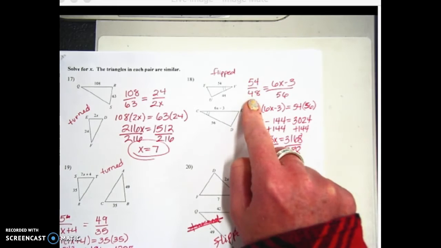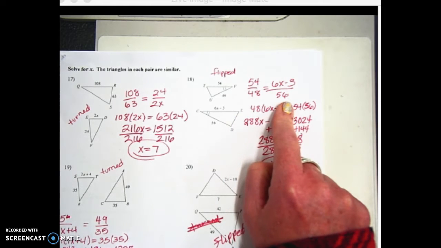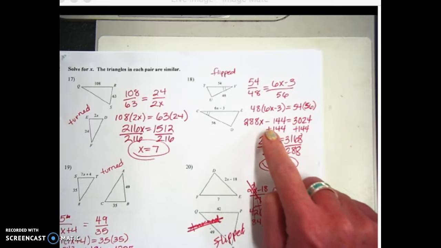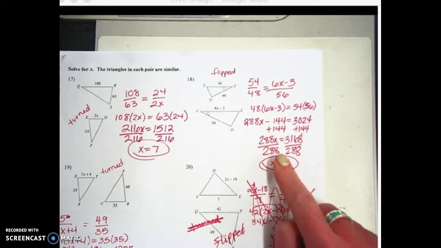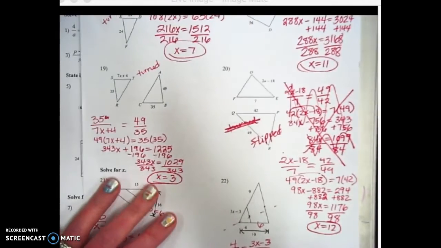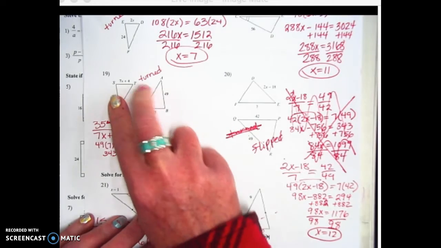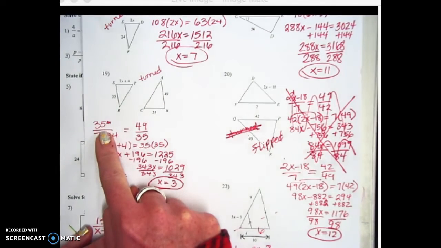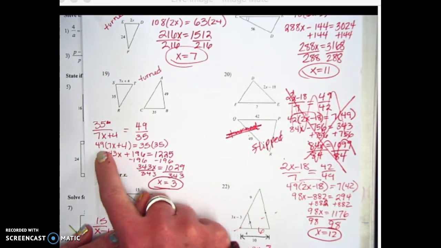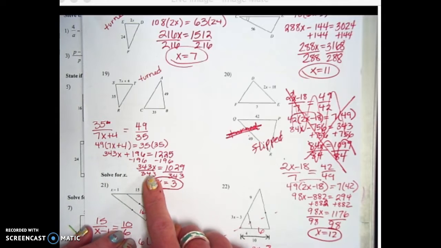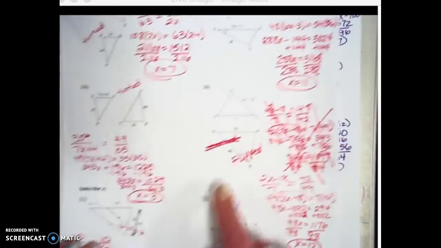So I set up the proportion from the first triangle and the second triangle, did the cross product. I need to distribute on the left over here, add 144 to both sides, divide both sides by 288, and solve for x. Number 19, this triangle is turned, so I set up my proportion. I did the cross product, so I need to distribute on the left here. Subtract 196 from both sides, divide both sides by 343, and solve for x.